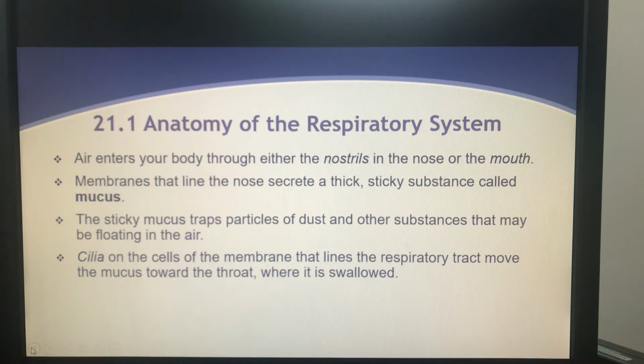And then there are cilia on the cells of those membranes, which we talked about when we first did cells at the beginning of the year. Those are the little hair-like pieces on cells that help movement and help to grab and trap things. They line the respiratory tract, and they move the mucus towards the throat where it can be swallowed. And then it'll go down into the digestive system.